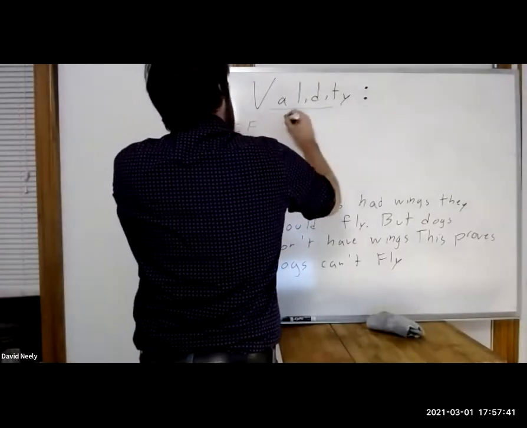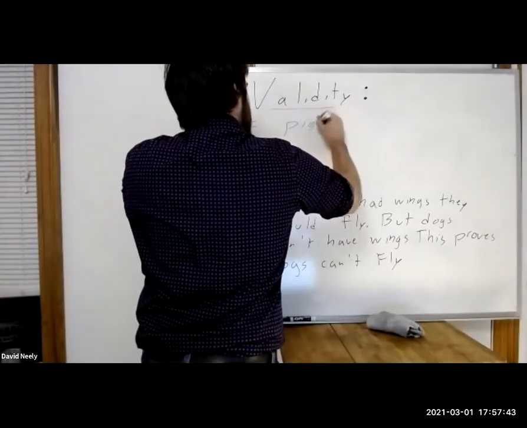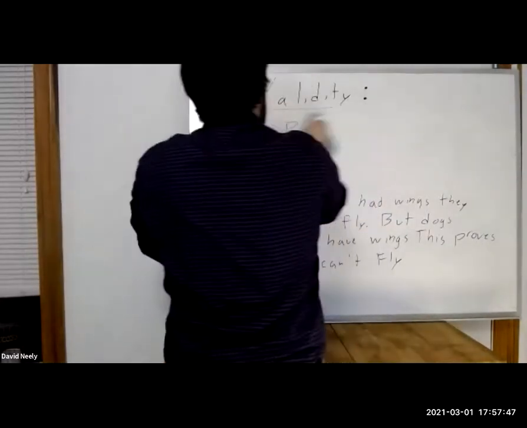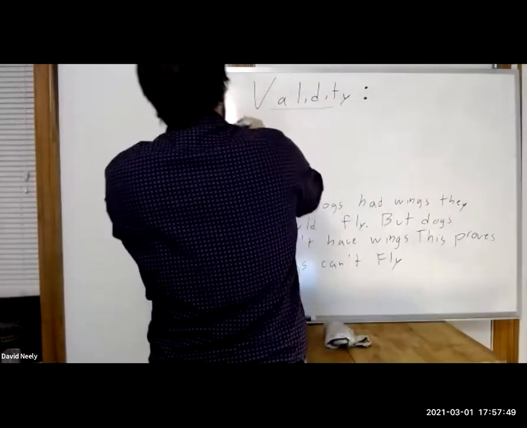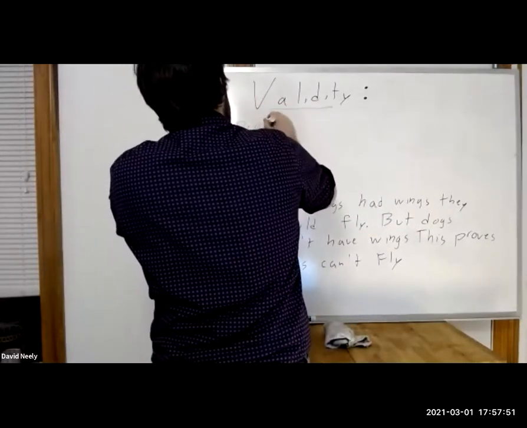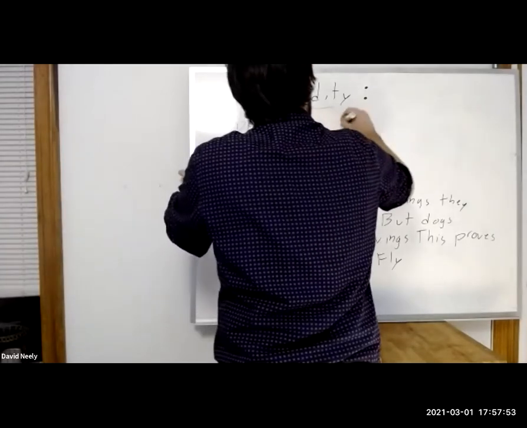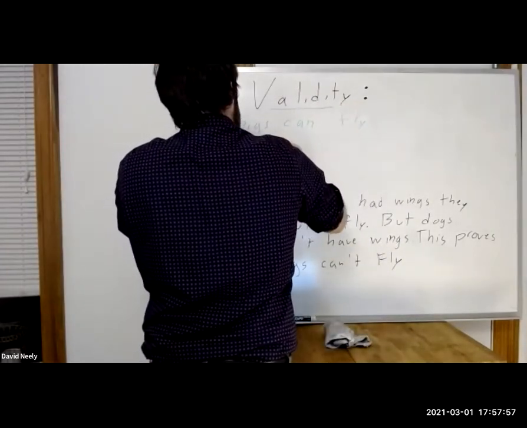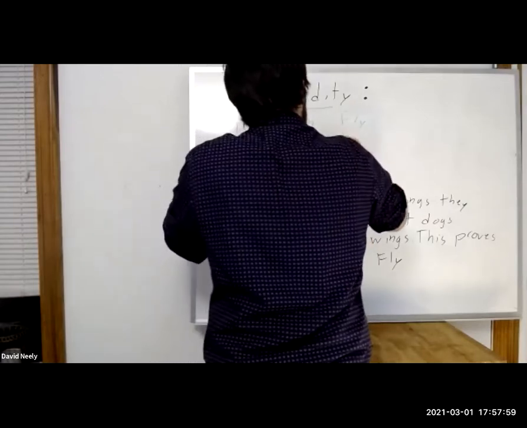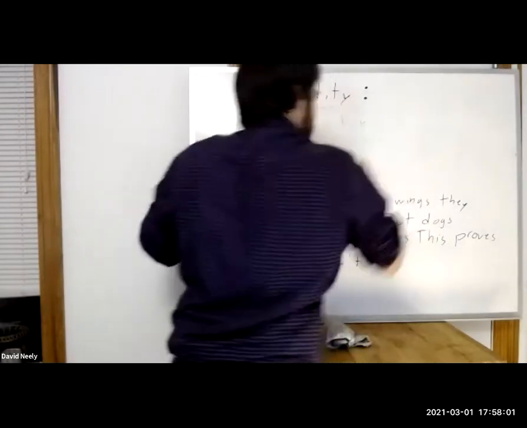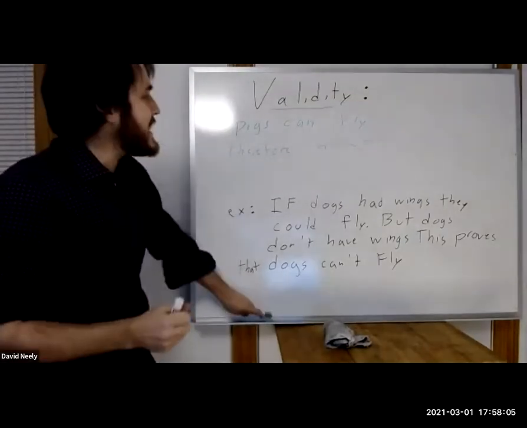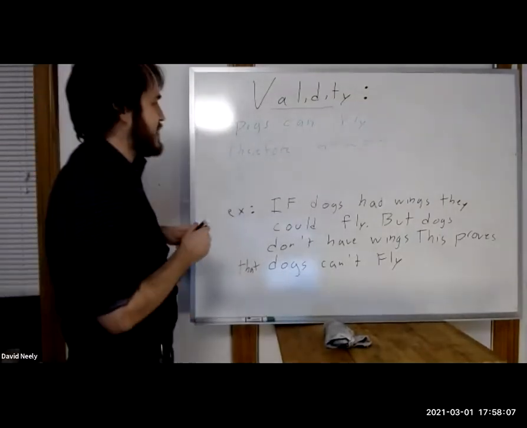If pigs, no, let's just go with: pigs can fly, therefore 2 + 2 = 4. That is, technically speaking, a valid argument. Why is this, technically speaking, a valid argument?